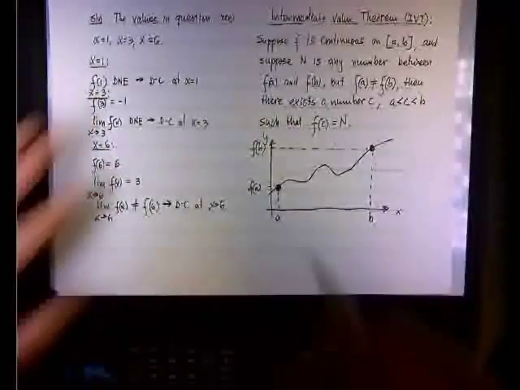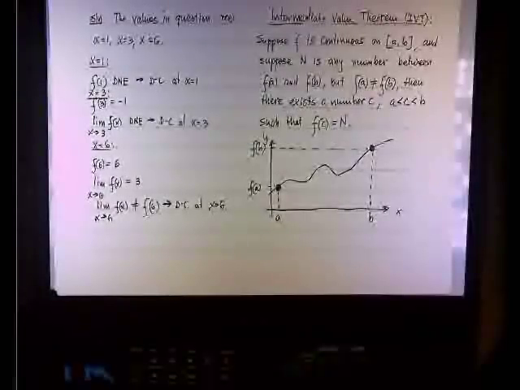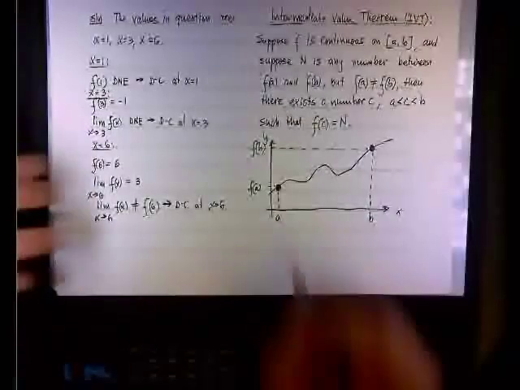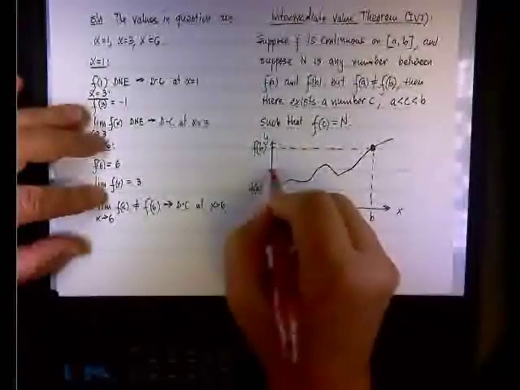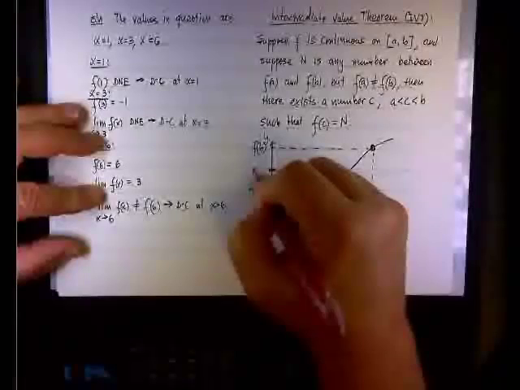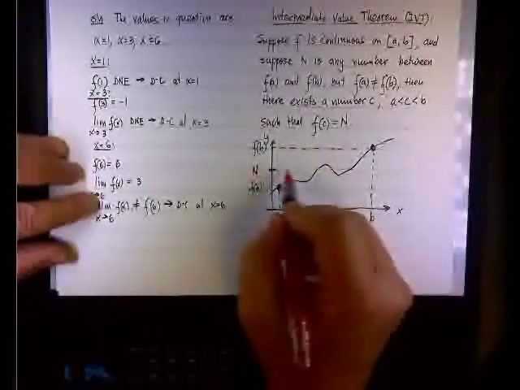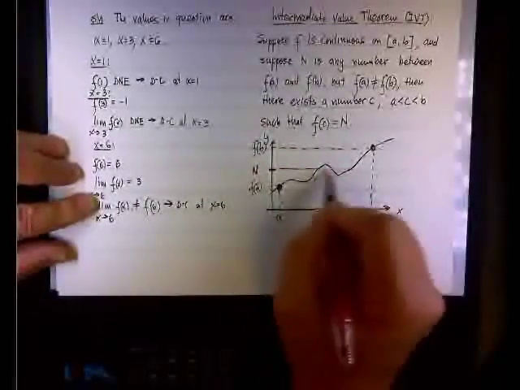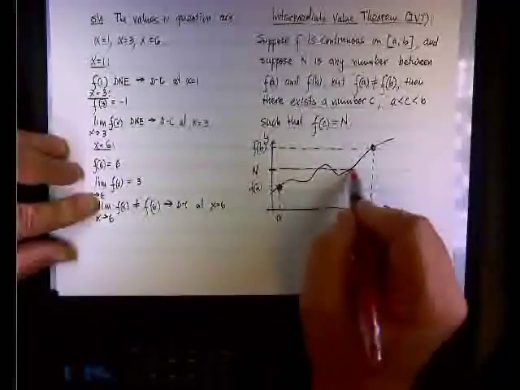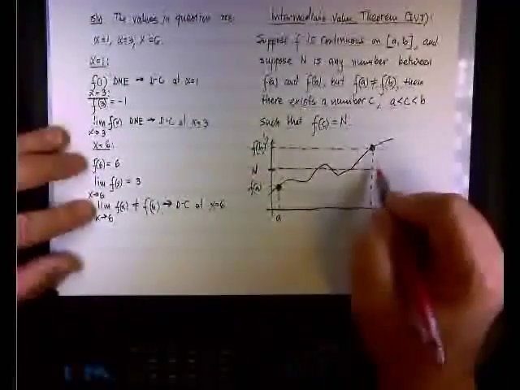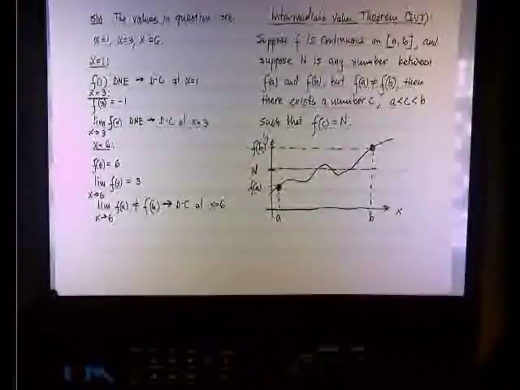Okay. So in this case, f of b is greater than f of a, and so we pick any number between f of a and f of b. I'll just pick this value right there. I'll call this number n, at random, as long as it's between f of a and f of b. And what the theorem says is that there exists a number c, a number between a and b, such that f of c equals n.